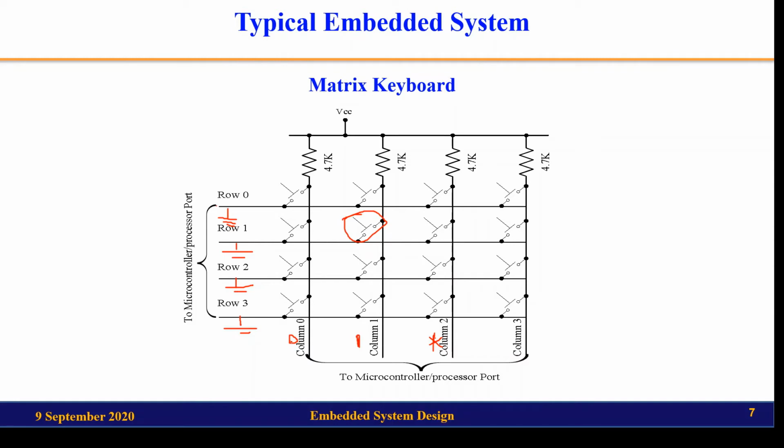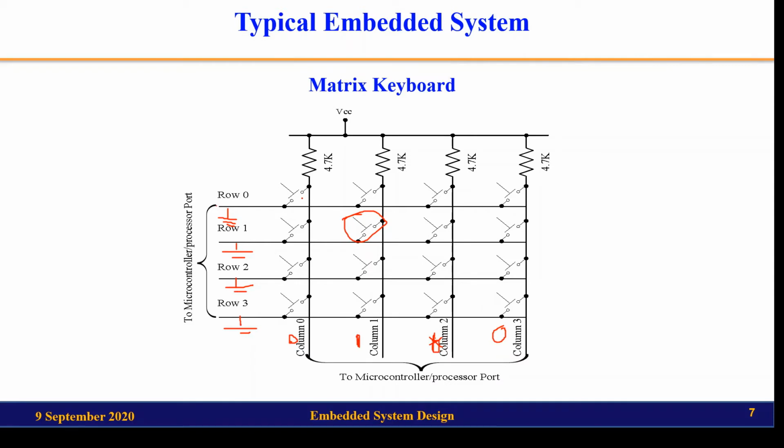Next, whenever you check this column, you will not find anything, because no key is pressed here, so you will get a 0. In this case also you will get a 0, because these are directly grounded. If we consider this column, we are grounding each row, so you will get the 0 output.